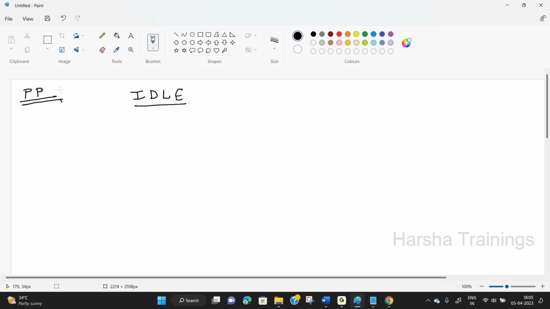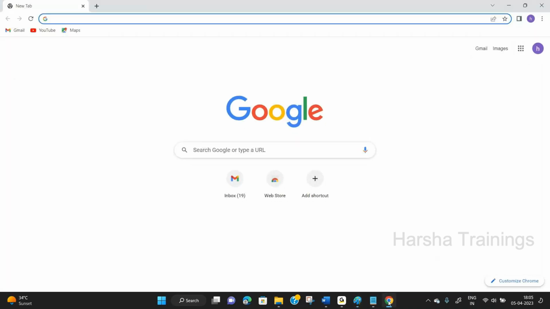Now, today our first step is: what is IDLE? How to install IDLE in your system? And how to write programs by using IDLE? Understand the point? So the first thing is simply go to any web browser, your wish. You can select any web browser.